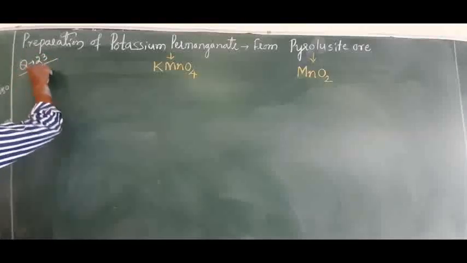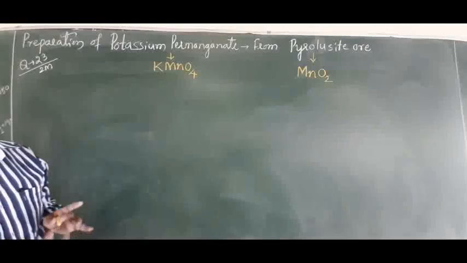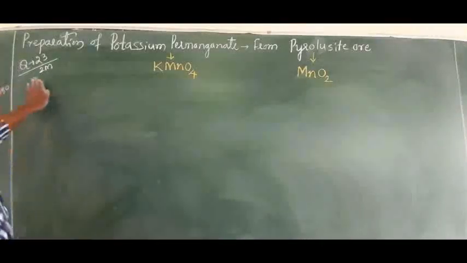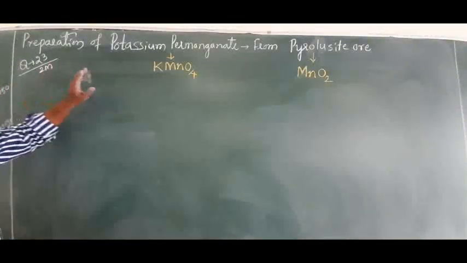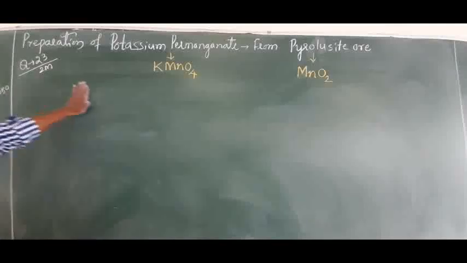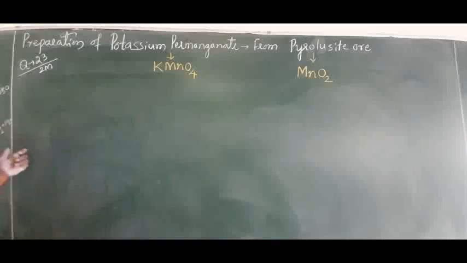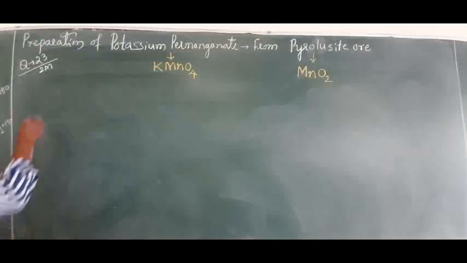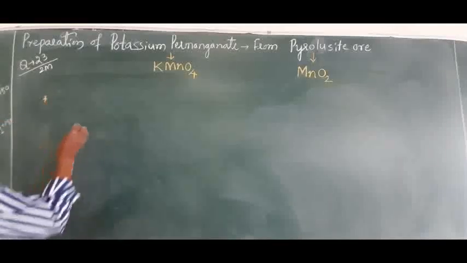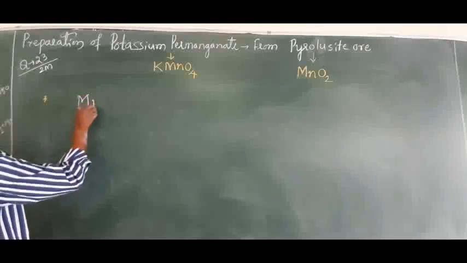Sometimes they ask only for 2 marks, friends, because it involves only 2 steps. So many times they can ask it for 2 marks. And another one is a 1 mark question, you know the answer, that is unpaired electrons. You keep in mind how to prepare potassium permanganate by using this pyrolusite ore.